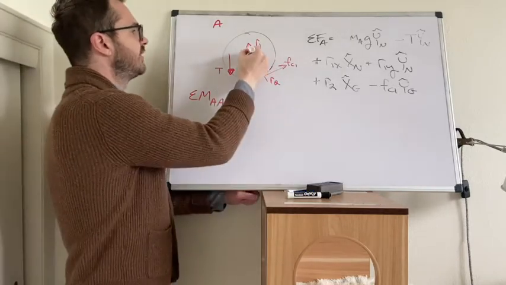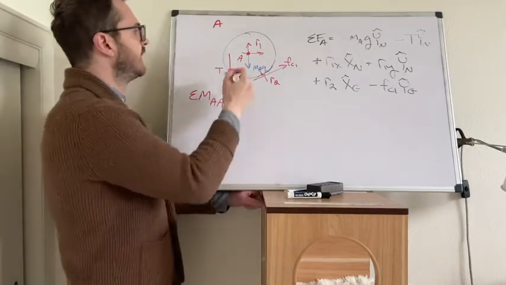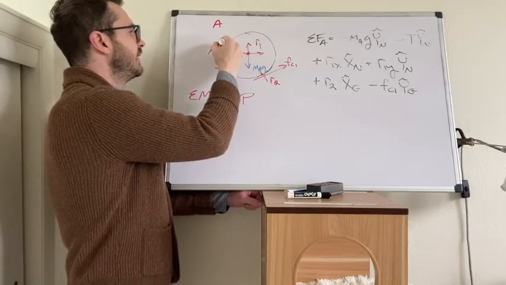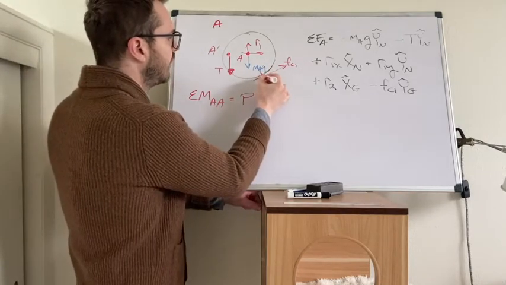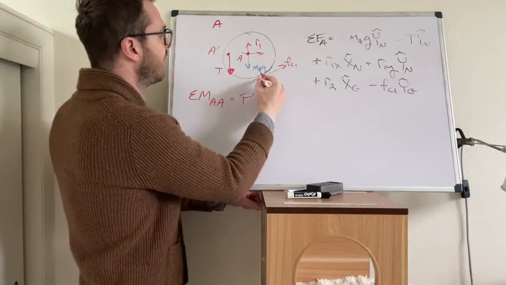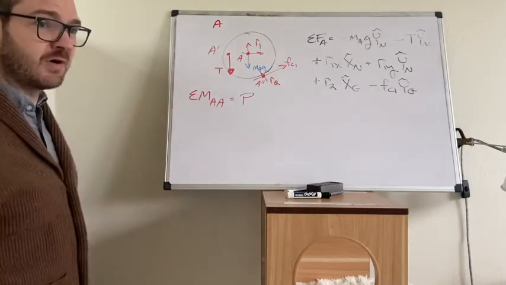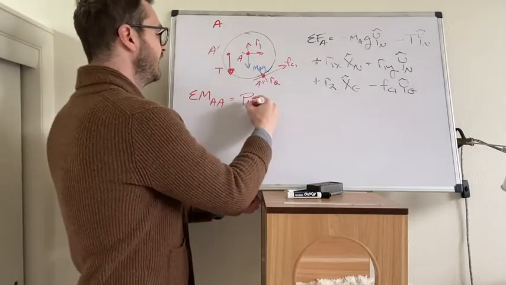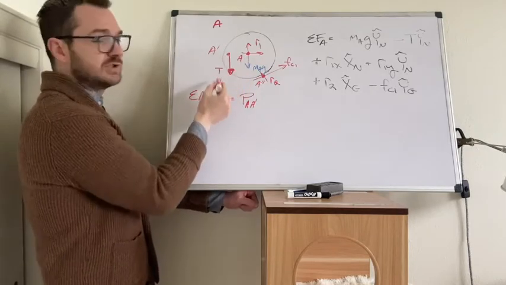Now, the center was point A, and just to make this easy, let's call the point where the tension is attached A prime, and the point where the normal force R2 and the Coulomb force FC1 attach, we can call A double prime. You can call it whatever you like, but we need the position vector from A to A prime, that's from the center of the disk to where the tension is attached.